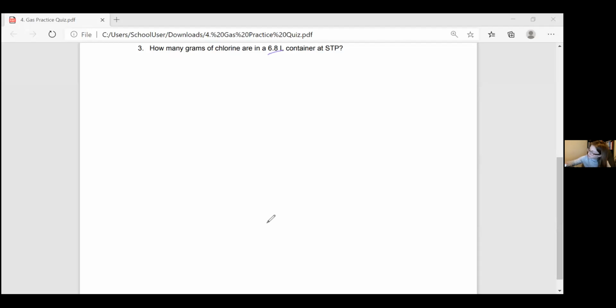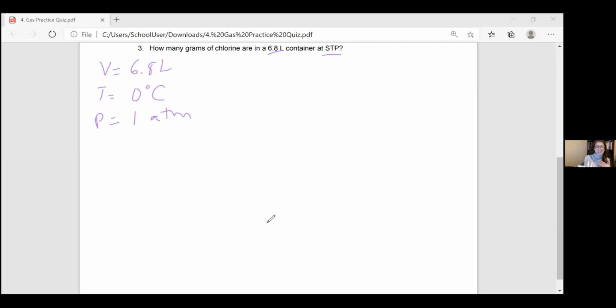But I do see that I have a volume. STP tells me my temperature and pressure. It tells me standard temperature, standard pressure. Standard temperature is always 0 Celsius. Standard pressure is always 1 atm. So that's all the given information. Yes, they want grams, but honestly, I don't care what they want at first. This is all I have.